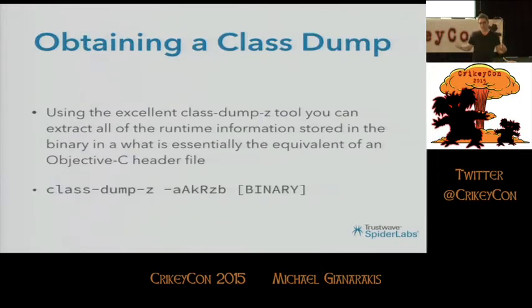So, obtaining a class dump. As I mentioned, the binary stores a whole bunch of runtime information: methods, instance variables, things like that. And with the class-dump-z tool, you can basically output what is essentially the equivalent of an Objective-C header file. So that's the command there. Those options are just formatting options, things that I like, you don't need them: putting things in alphabetical order, sorting the class methods before the instance methods, things like that. And then go to the binary.